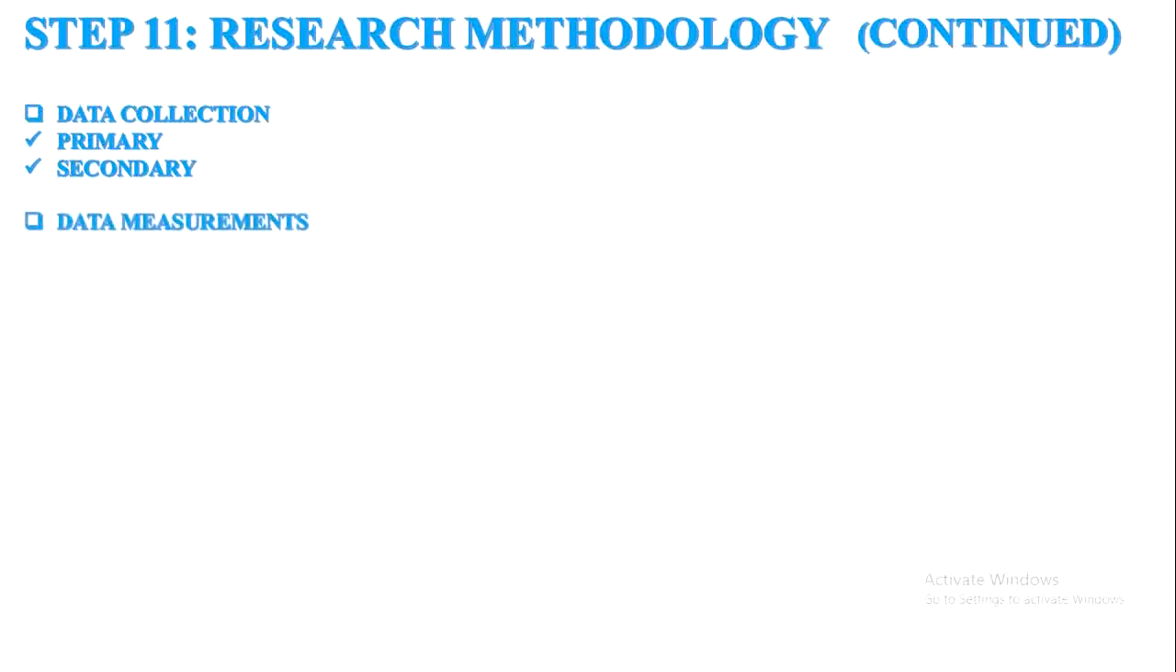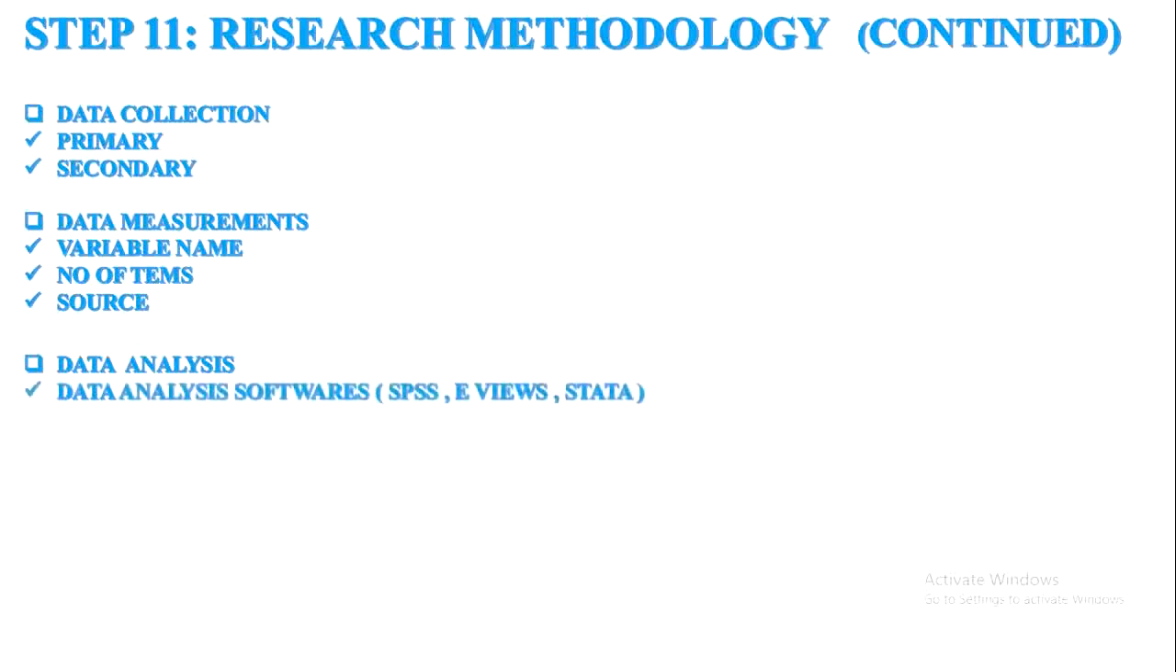Then comes your data measurements, in which you mention your variables, their items, and the sources from where you have picked them. It includes your variable name, number of items, source, and then comes your data analysis. In data analysis, you tell about your techniques, such as the data analysis software, such as SPSS, eViews, or SAT, whichever software you are using, you have to mention in your data analysis with proper logical reasoning.